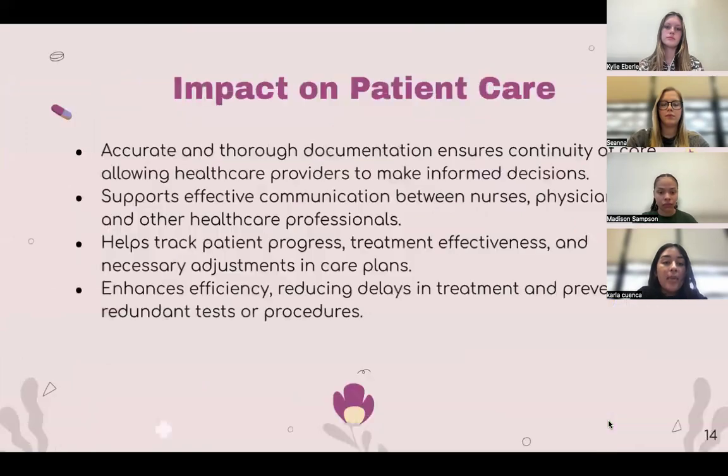Okay. Impact on patient care and safety. Effective documentation plays a really important role in both patient care and safety. Accurate and thorough documentation ensures continuity of care, allowing healthcare providers to make informed decisions while supporting clear communication between nurses, physicians, and other professionals. So that helps track patient progress too, assess treatment effectiveness, and make necessary adjustments to care plans.